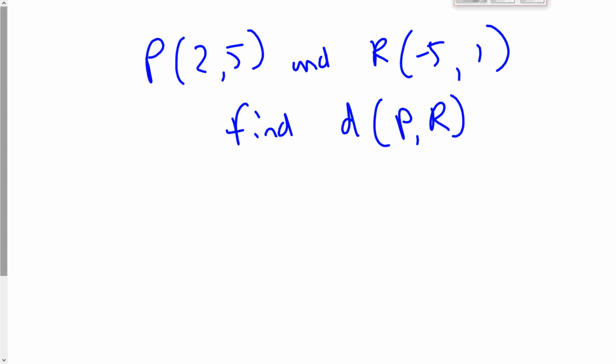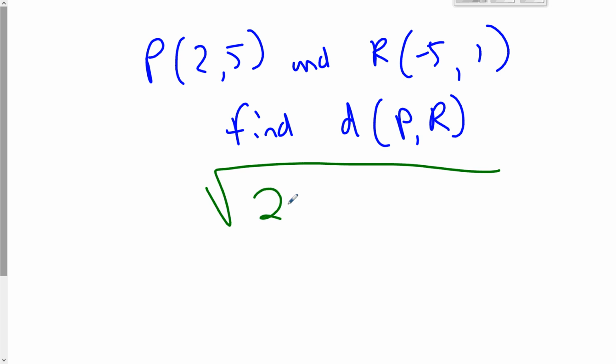Okay, so here's a problem that you can do. Point P and point R and find the distance between P and R. So you can pause the video and go ahead and try this. Alright, so I'm going to do it now. So if you haven't got there, go ahead and pause it.